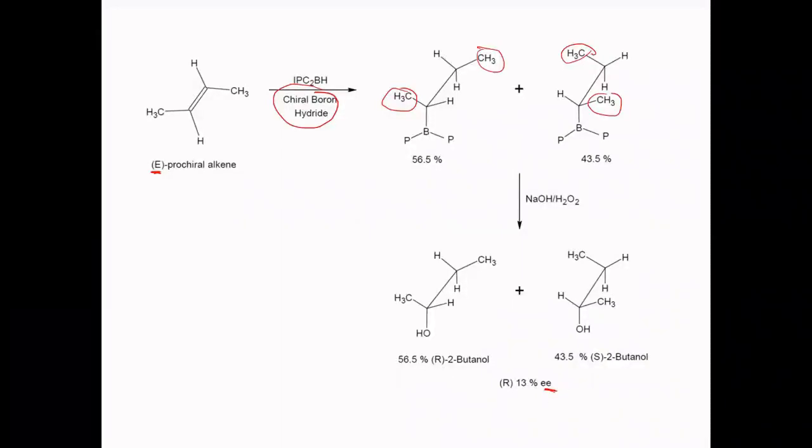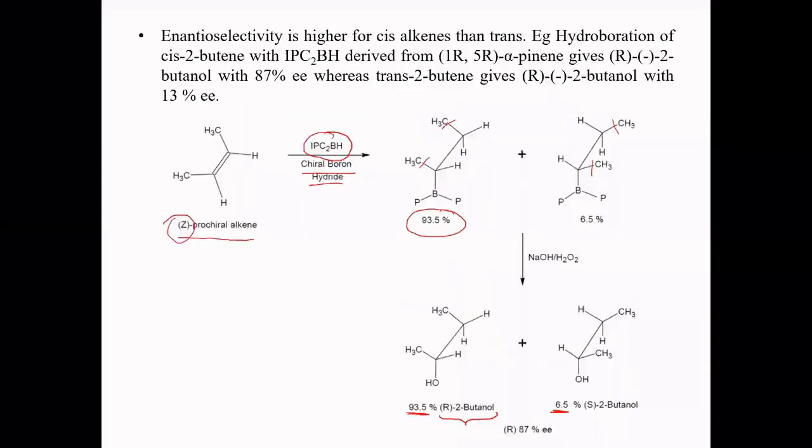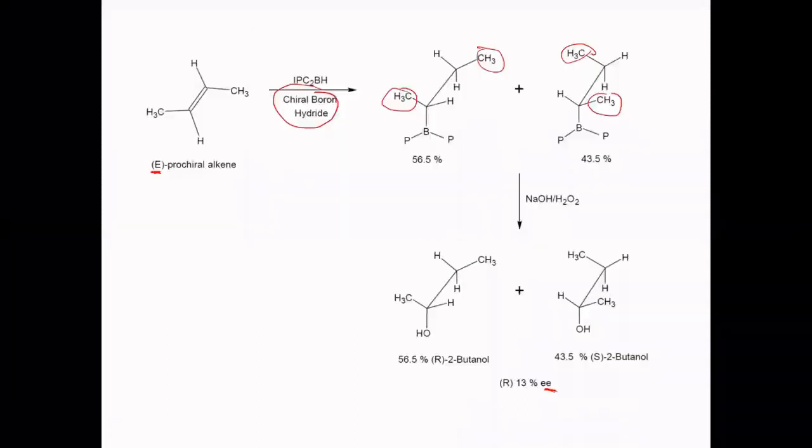R isomer percentage minus S isomer percentage. In the previous case, if you see, what was the percentage of R? It was 93.5 and the S was 6.5. So if you subtract it from there, you will get the R isomer 87%. It is enantiomeric excess, and here we are getting 13%, right?